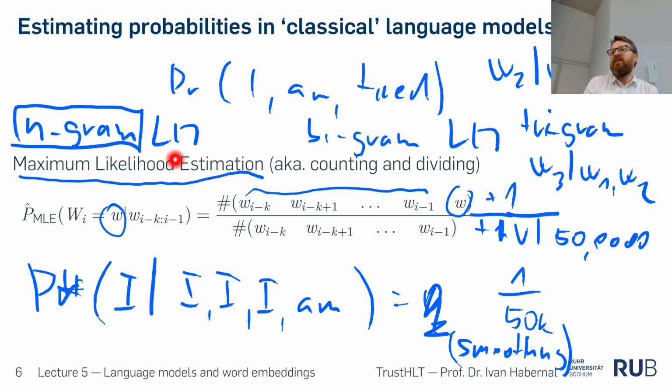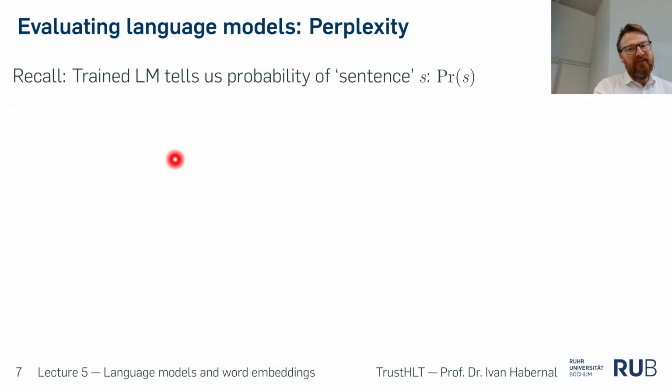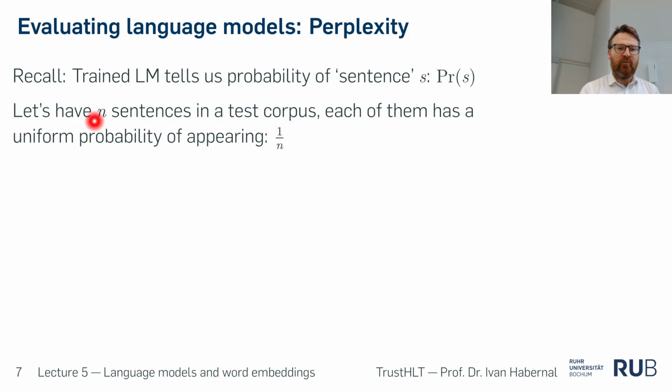Okay, now we need to figure out how to make a metric out of this so we can compare language models between each other. There's one metric which shouldn't be that surprising to you, because we've already talked about it a little bit. The trained model tells us the probability of sentence S. Let's have n sentences in the test corpus, and each of them has a uniform probability of appearing. So each sentence appears in the test corpus with probability 1 over n. You have n different sentences. So what is the probability of the sentence "a lazy dog bark silently"? 1 over n, because there is no other such sentence in the test data.